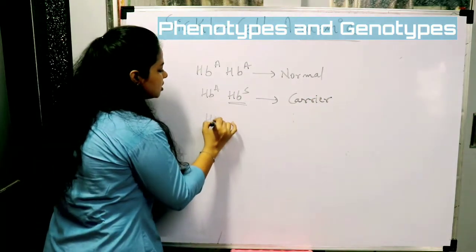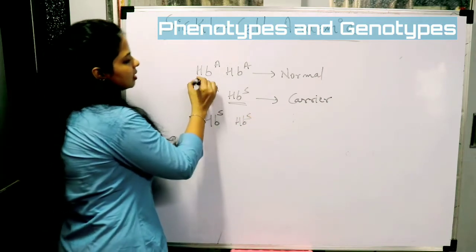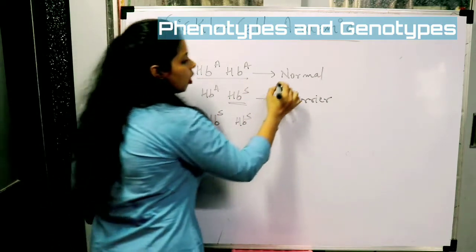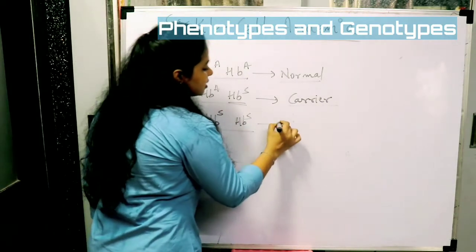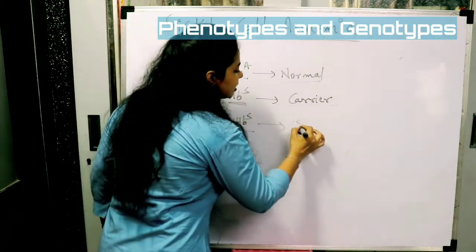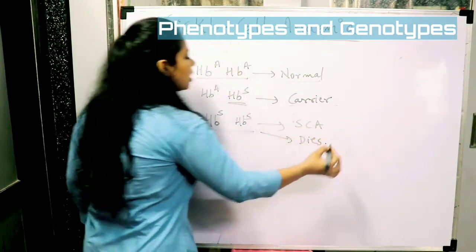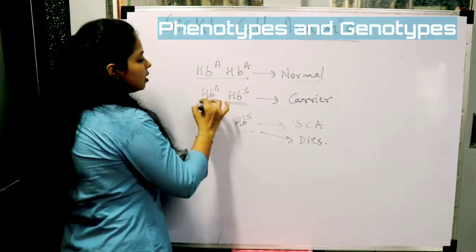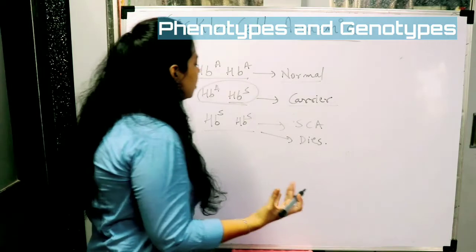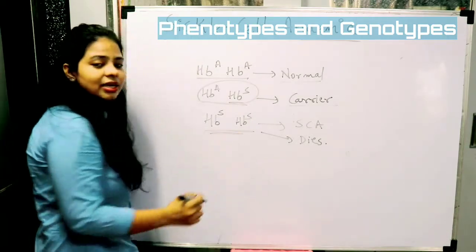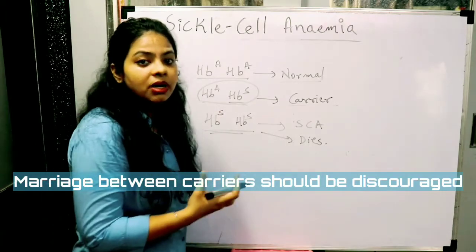When the alleles are HbA HbS, the person will have a normal phenotype but will be a carrier. HbS HbS, the person will suffer from sickle cell anemia and the person dies. Is this clear? So when a carrier male marries a carrier female, there are chances of production of a sickle cell anemic person, and this marriage between carriers should be discouraged.